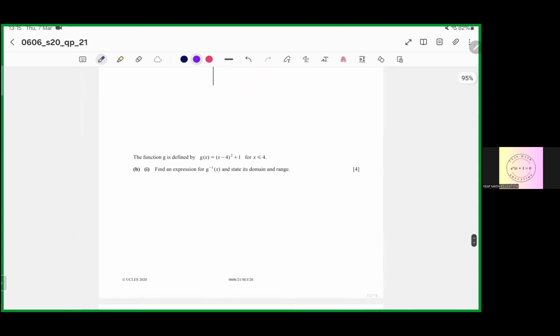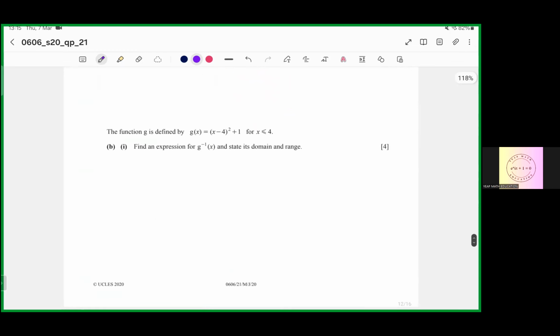Now we look at question B, part 1. The function g is defined by g(x) equals (x minus 4) squared plus 1 for x less than 4. Find an expression for the inverse function of g(x) and state its domain and range. For g(x), the range is more than 1. Now I start for the inverse function. So I get x equals g(y), so here is (y minus 4) squared plus 1.